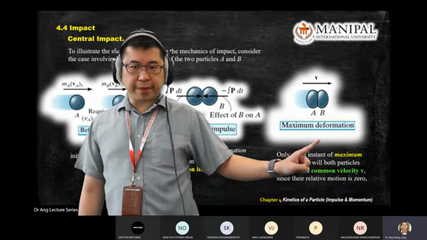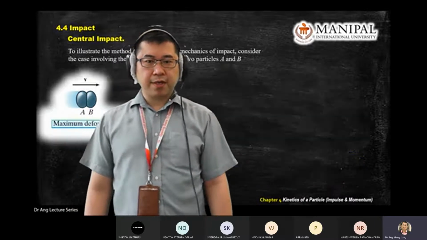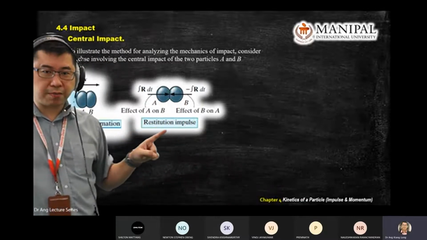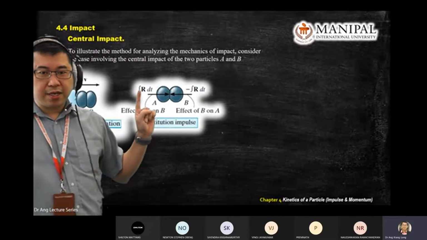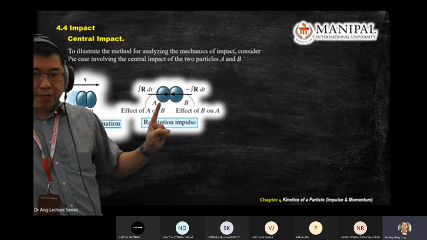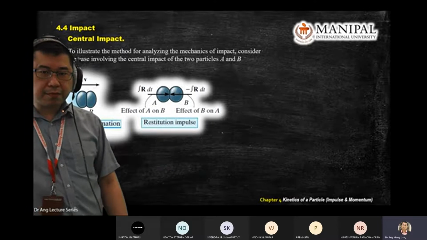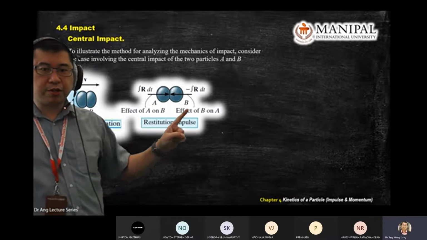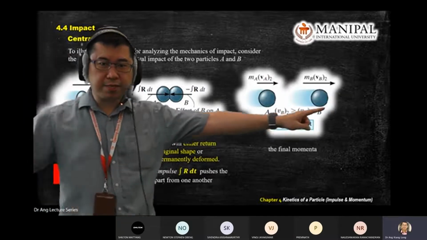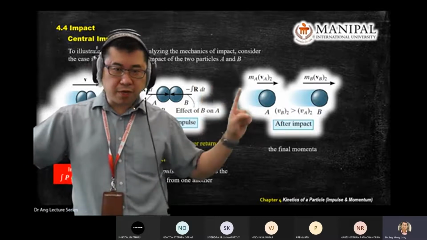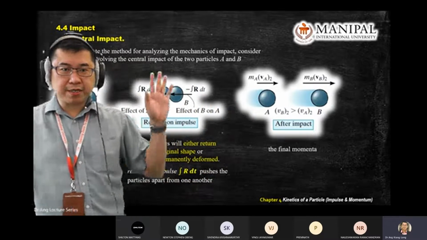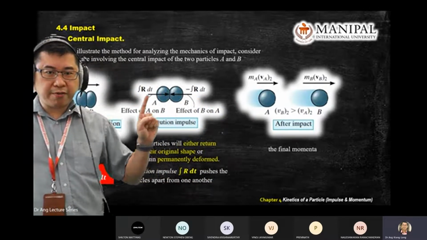We call it the state called maximum deformation. After maximum deformation, they will come into the state called restitution phase. So restitution means the impulse inside is changing. And after restitution, they will split and move in the same direction. However, velocity is different. This happens in a central impact with chasing case.